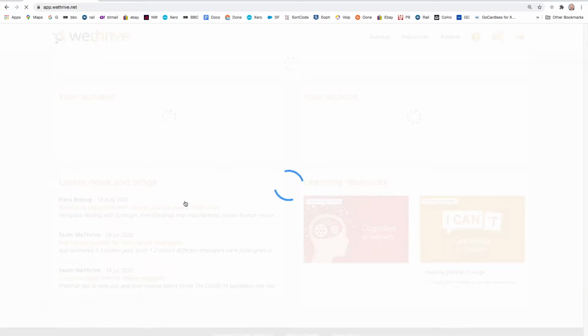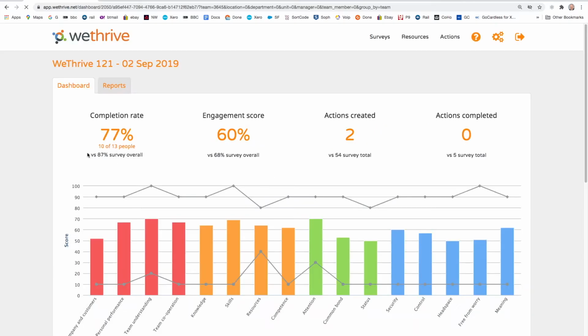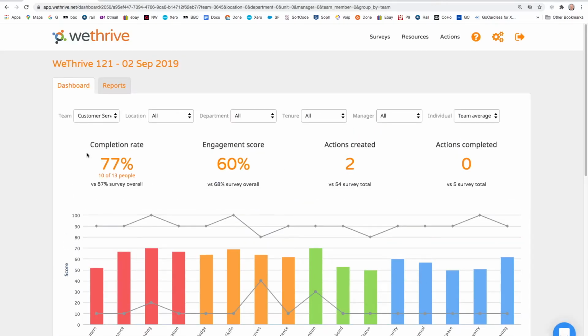Here you'll be able to see all the survey results that have been shared with you on the left and any actions that have been assigned to you. To view your survey dashboard, click on the blue link under the Surveys heading. The survey dashboard is where to get an overall picture of what's going on in your team and where you can view the extra feedback staff have given.